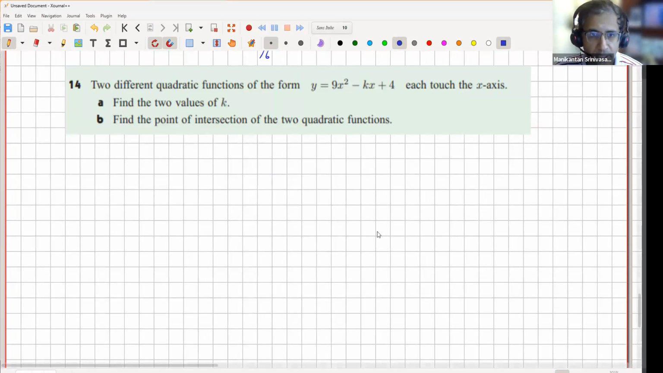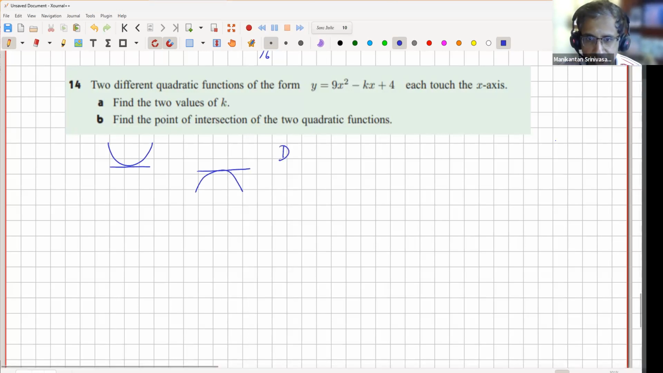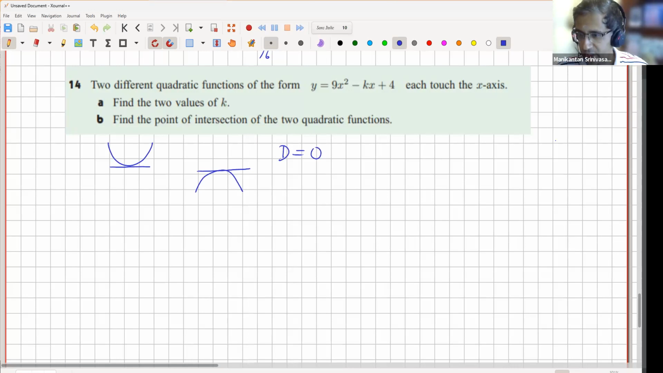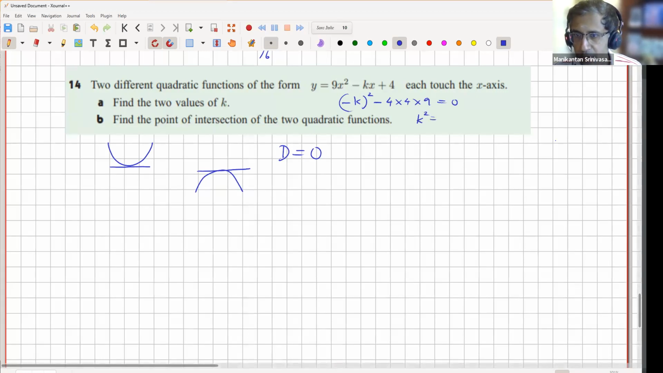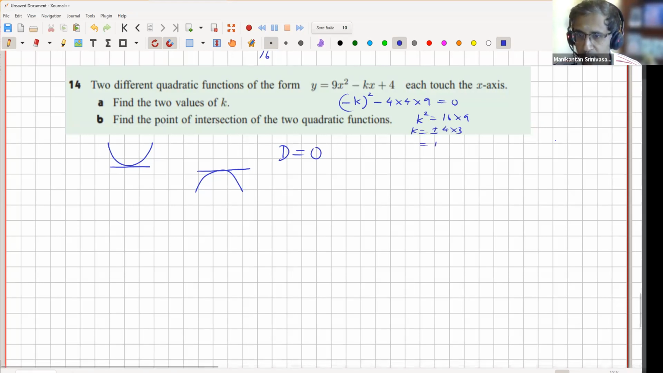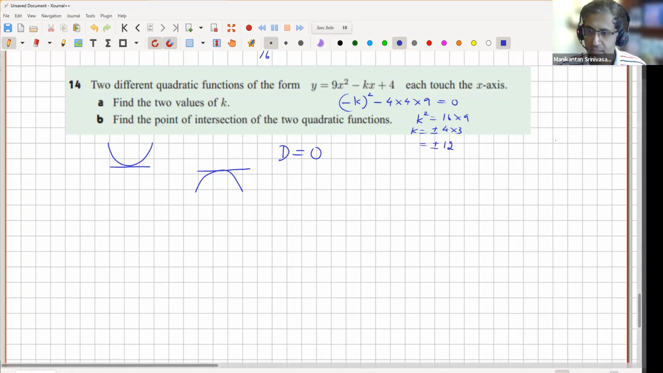For a quadratic to touch the x-axis, which means what? It's like this or like this, right? Either way, the discriminant is 0. When the discriminant is 0, that's when it touches, as in the 2 roots are repeated or coincident roots. Correct? You with me, Thais? So b squared minus 4ac, in this case b is minus k. So b squared minus 4 into 9 should be equal to 0. So k squared equals 16 into 9, which means k is plus or minus the square root of this. So k is plus or minus 12. As simple as that. Does it make sense, guys?